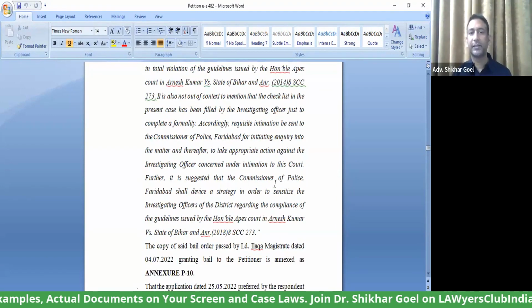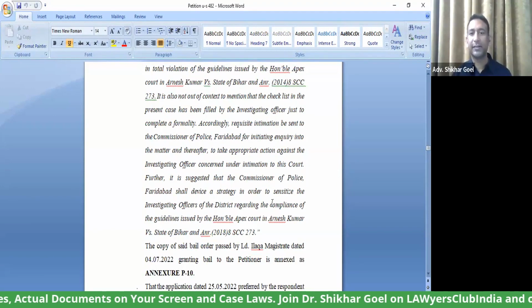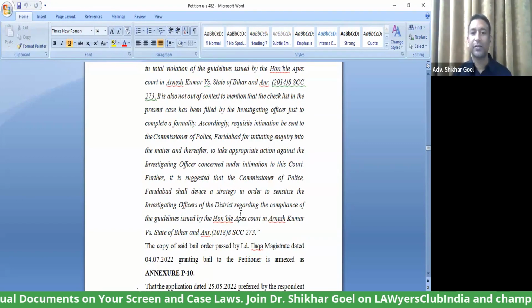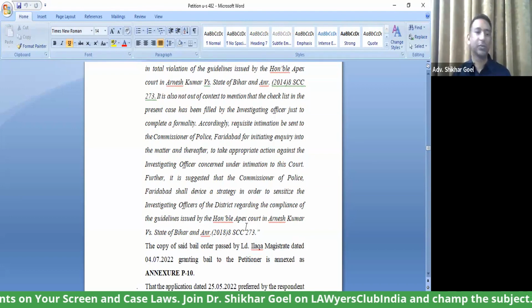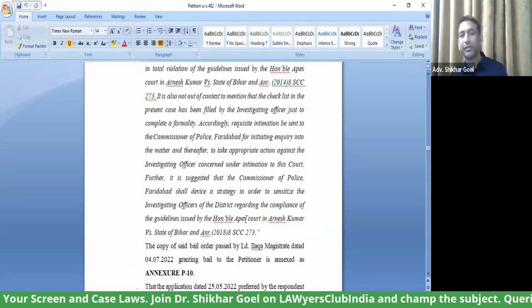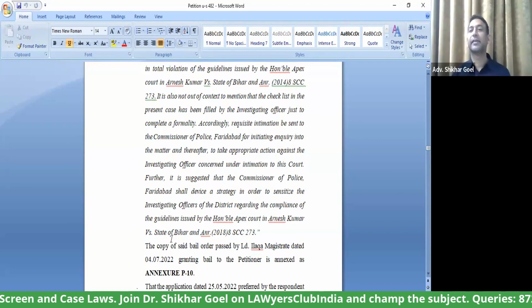Further, it is suggested that Commissioner of Police Faridabad shall devise a strategy in order to sensitize the IOs of district regarding the compliance of the guideline issued by Honorable Apex Court in Arnesh Kumar. So these were the remarks by the magistrate in the bail order.